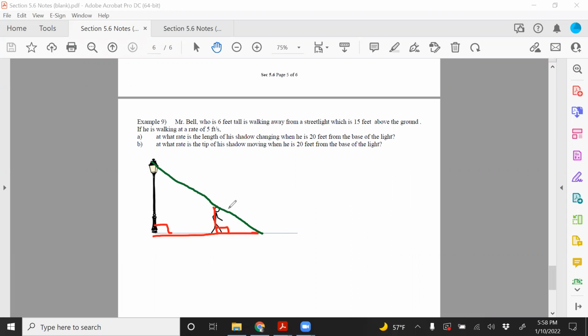So we got 2 triangles here. Now, I'm going to call this X. I'm going to call this Y. X is the distance that Mr. Bell is from the street light or lamppost, and Y is going to be the shadow, just so you know. So the first part is at what rate is the length of the shadow changing. So Y is the shadow length.